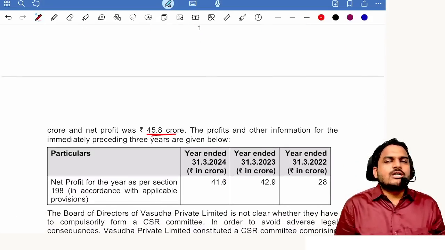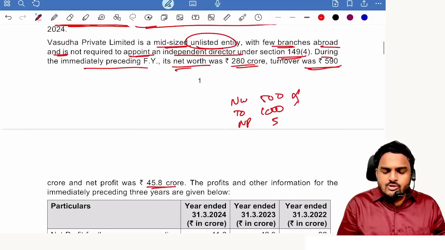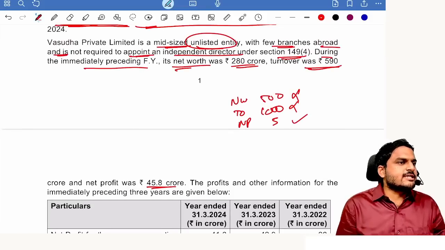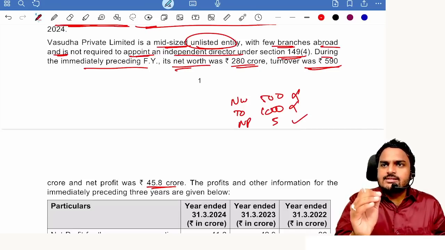Tell me the applicability of CSR. What are the limits? Net worth 500, turnover 1000, net profit 5. So 2 limits are not satisfied, 1 limit is satisfied. Now is CSR applicable or not applicable? If any limit is satisfied, CSR is applicable.